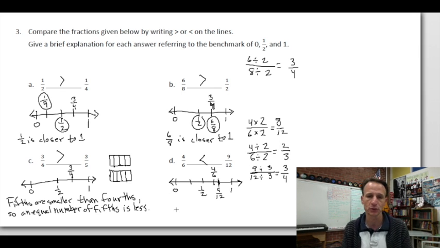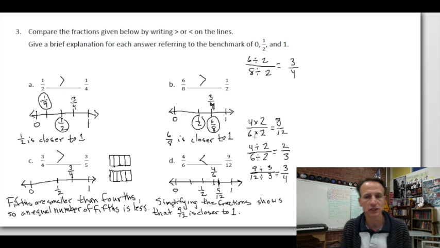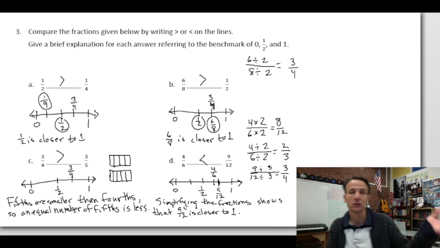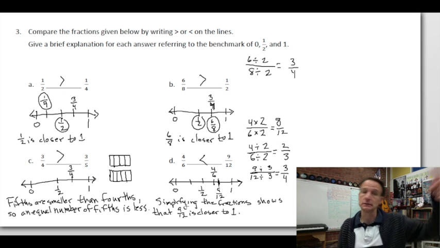So now our brief explanation is simply that simplifying the fractions shows that 9/12 is closer to 1, or if you like the common denominator method better, you could say finding a common denominator shows that 9/12 is closer to 1. Okay, we got some more of these to do.